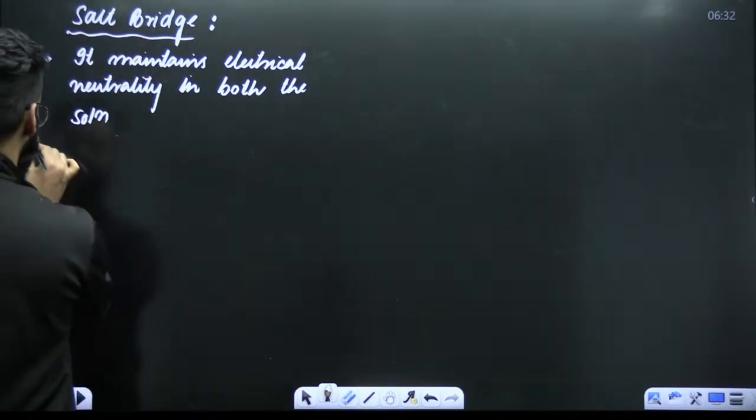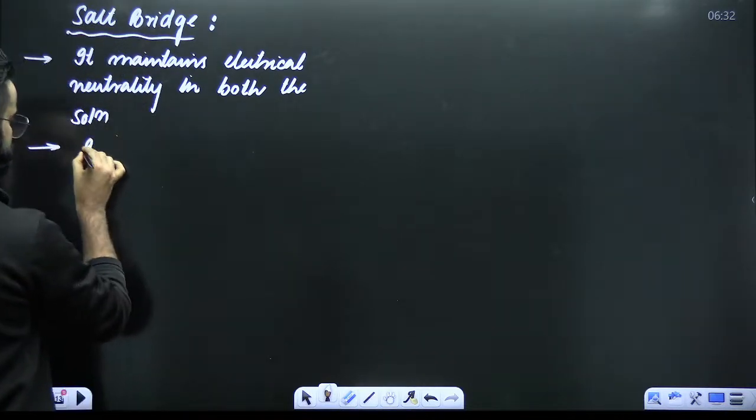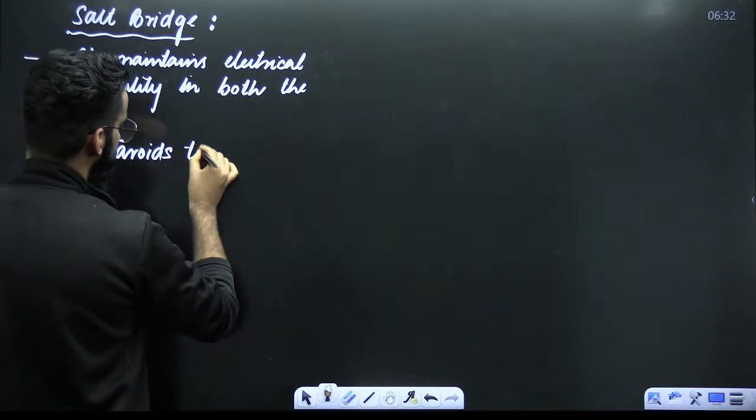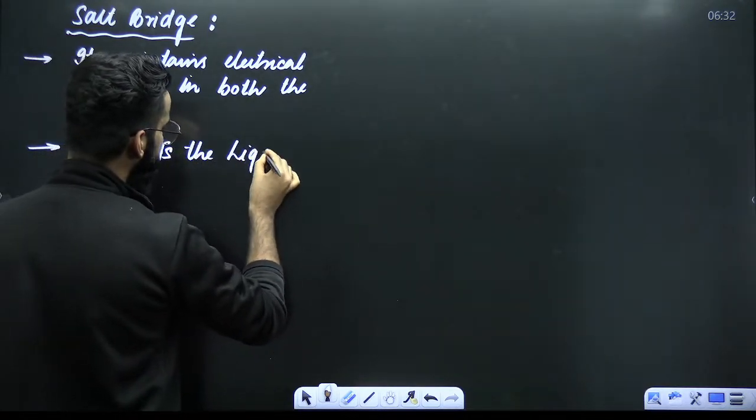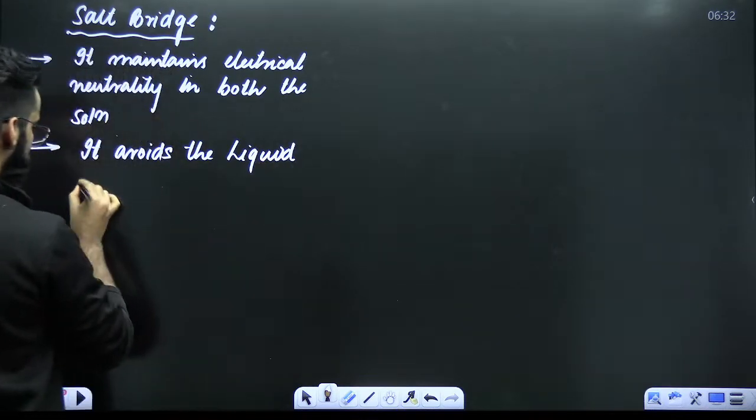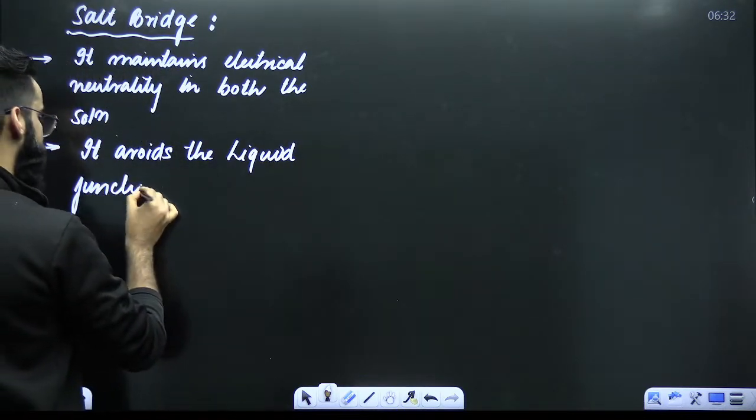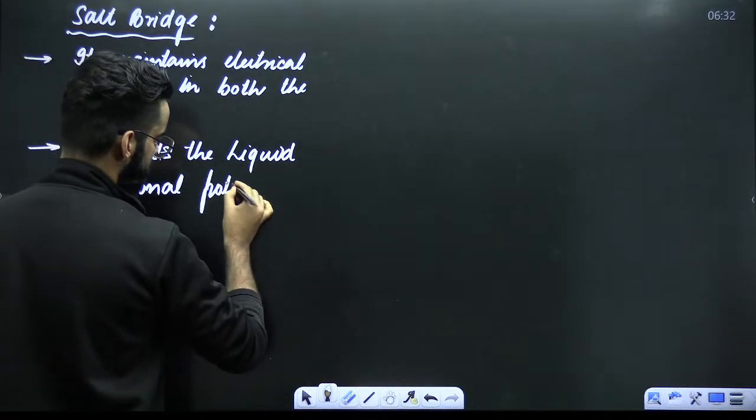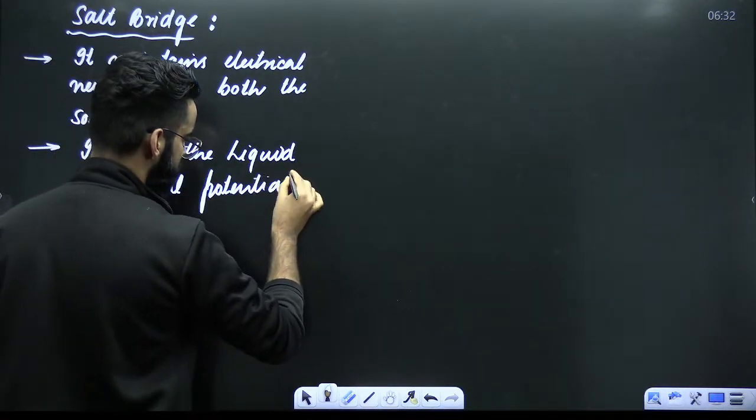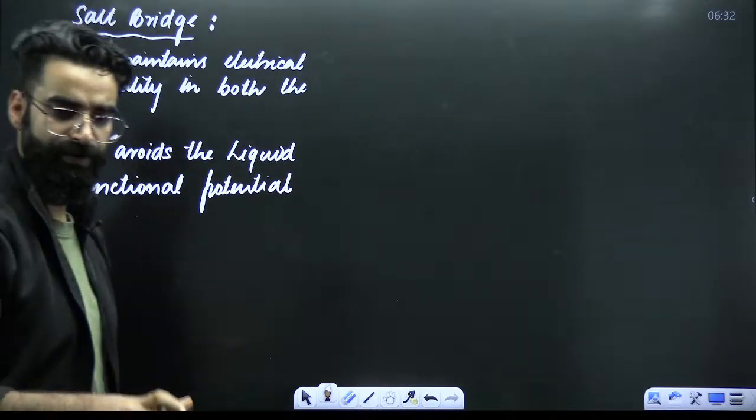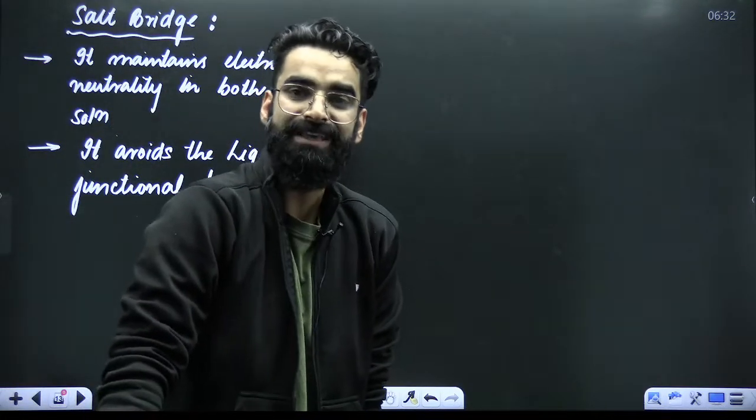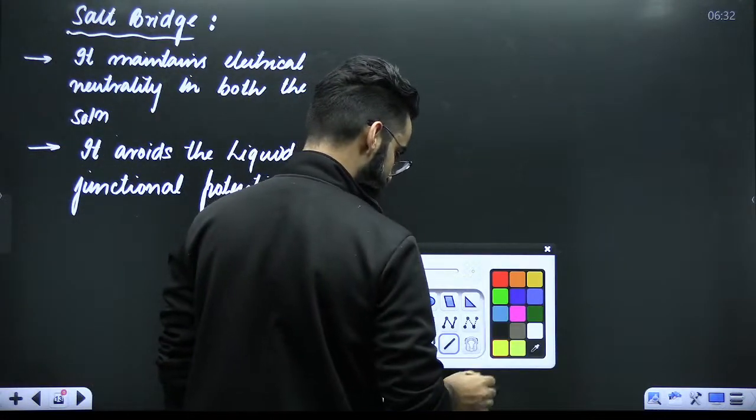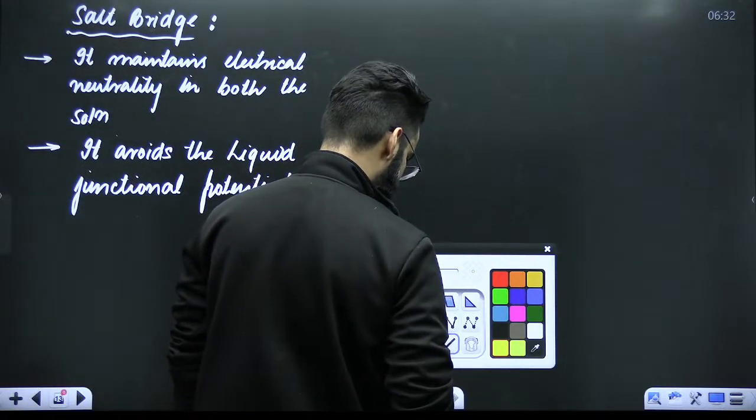Now, there is one more point. The salt bridge avoids the liquid junction potential. Now, what is meant by liquid junction potential and how exactly is the salt bridge going to avoid that? Let's try to identify. See, guys, see exactly what I am going to do.